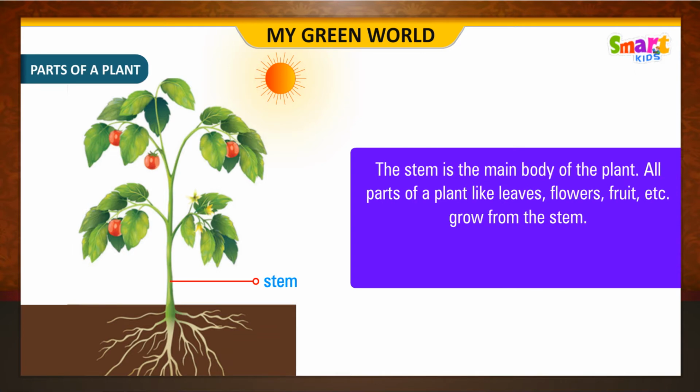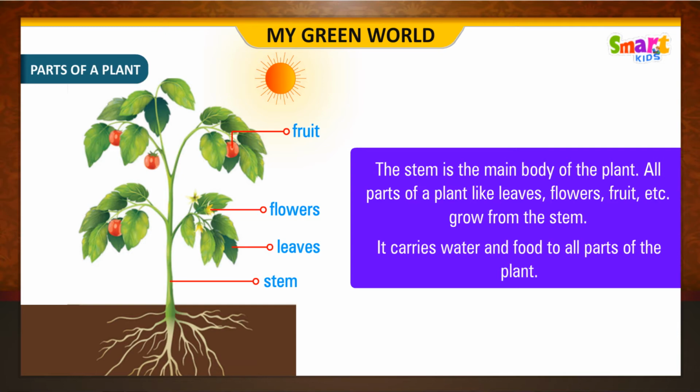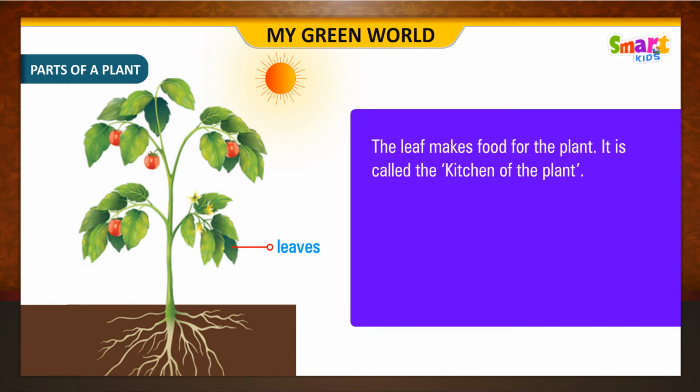The stem is the main body of the plant. All parts of a plant, like leaves, flowers, fruit, etc., grow from the stem. It carries water and food to all parts of the plant. The leaf makes food for the plant. It is called the kitchen of the plant.